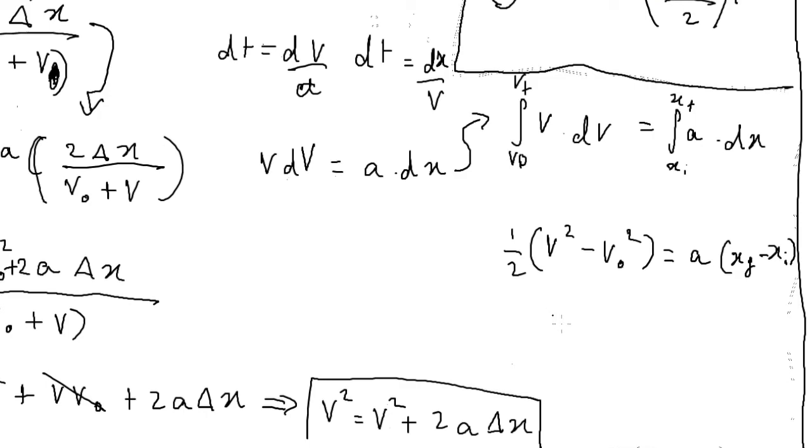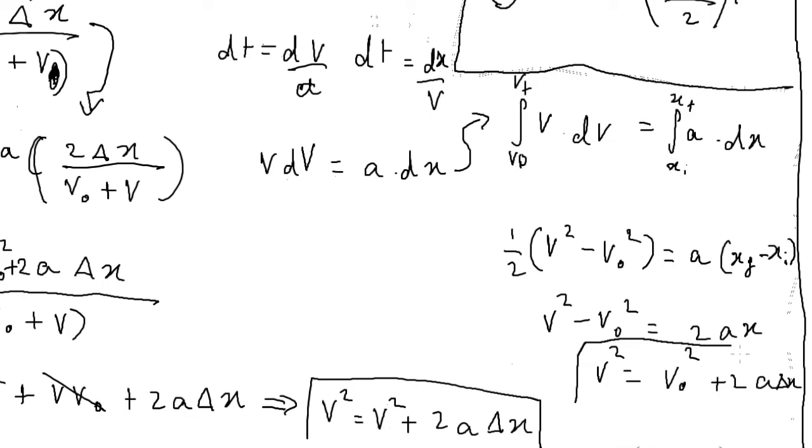So what you get is the final velocity squared minus initial velocity squared is equal to 2 times acceleration times displacement, and hence final velocity squared is equal to initial velocity squared plus 2 times acceleration times displacement. And we have solved for all 4 kinematic equations using algebra and calculus.